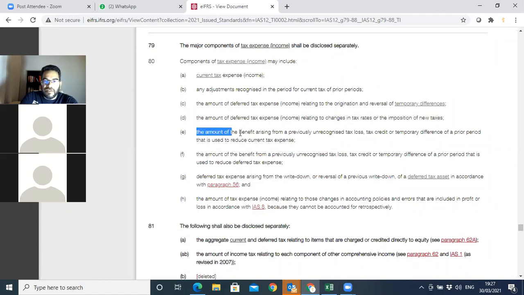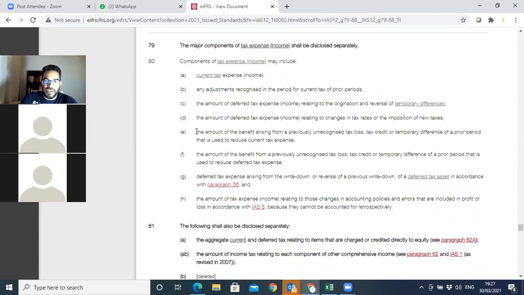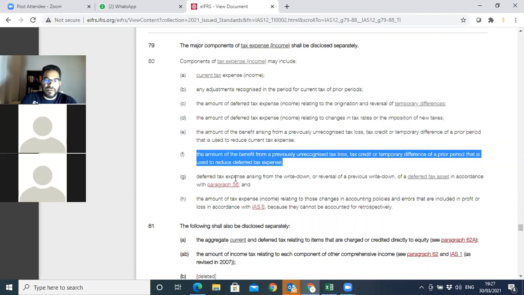Then the amount of benefit arising from a previously unrecognized tax loss, and the temporary difference of a prior period that is used to reduce current tax expense. We will bring this in this question. And then the deferred tax expense arising from the write-down or reversal of a previous write-down. So for example, if we had an impairment loss and then a reversal of an impairment loss, you'll have to show that separately.